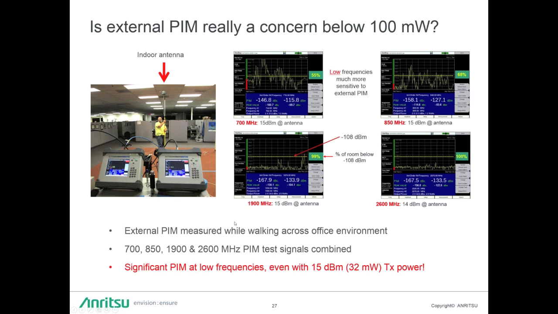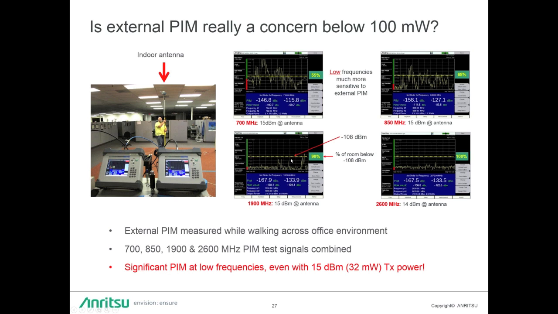And this is relatively complicated data to look at, but in general, what I've done here is took 4 different PIM analyzers at 700, 850, 1900, and 2600 megahertz, and fed their outputs together into a single cable feeding a single antenna. And we took this antenna, we put it near the ceiling, and just walked across a 10-meter section of an office space to look at how the different frequencies react to the random nonlinearities that you might find in this typical office environment.